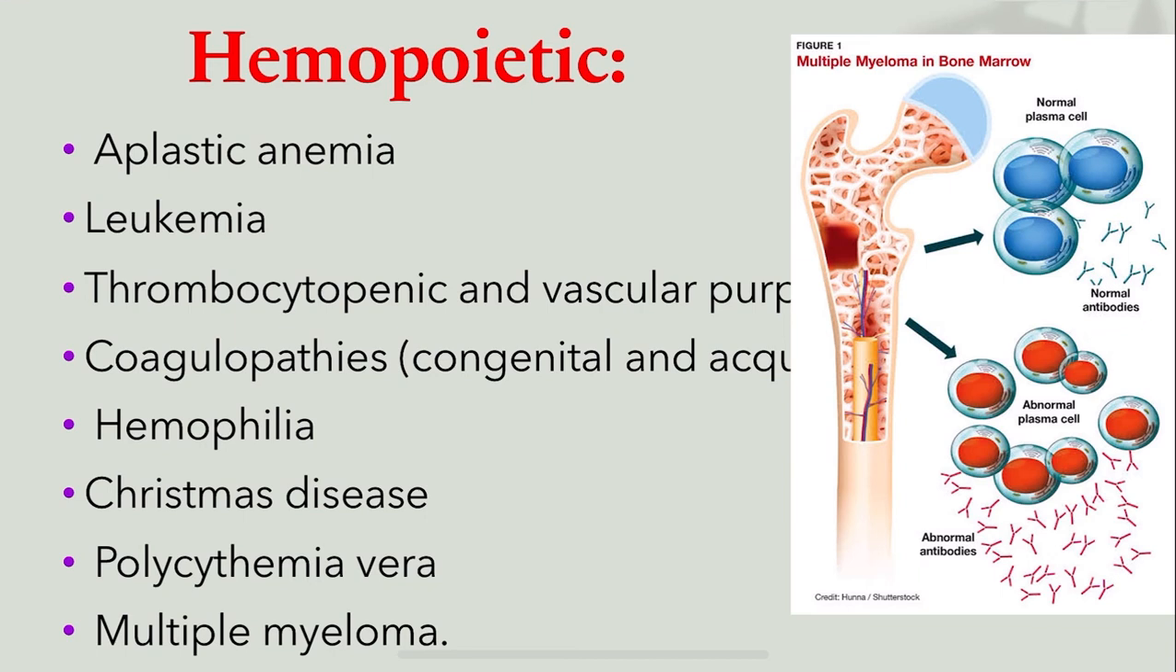Okay, the hemopoietic causes, in detail you need not write, but you need to know what they mean. So aplastic anemia, all the blood cells are affected. Leukemia, more white blood cells. Thrombocytopenia with the platelet and vascular purpura. Coagulopathy, then clotting disorder. Hemophilia, also a clot problem. Christmas disease, factor 9, clotting factor is absent. Polycythemia vera, we saw it is a blood cancer. Too many red blood cells will be produced. Multiple myeloma, a bone marrow disorder again, which is producing a type of plasma cell which is similar to the white blood cell.